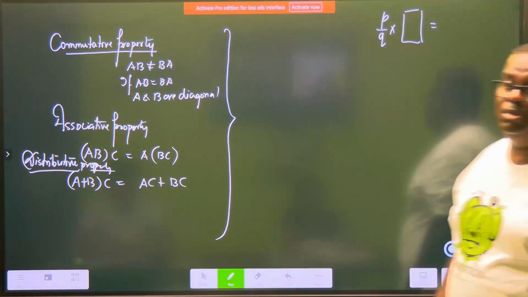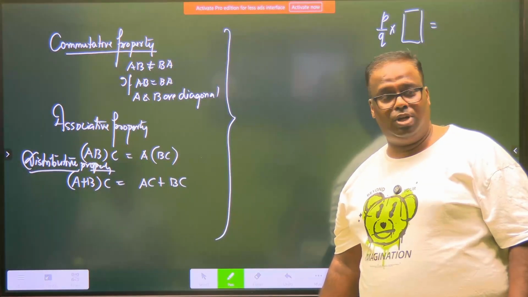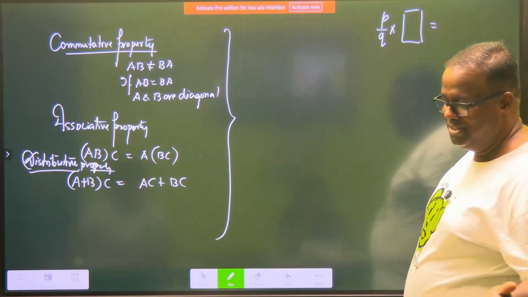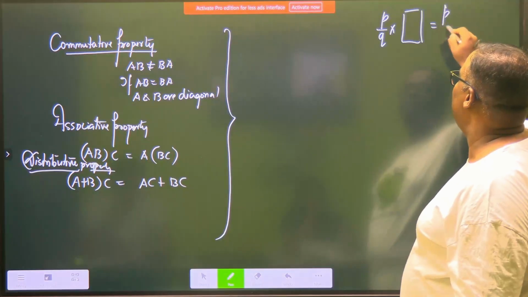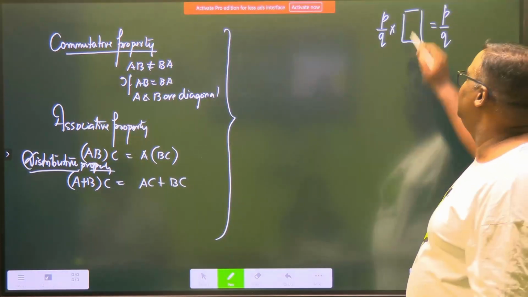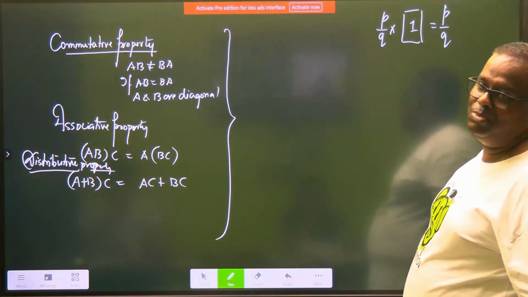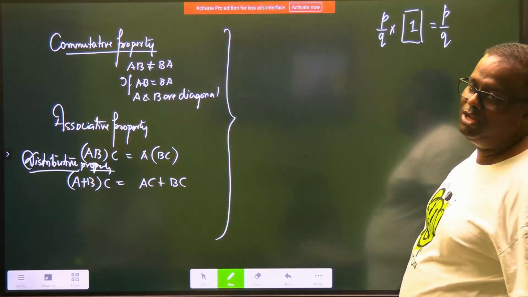Identity. Remember the word identity card. Is your photograph and your photograph in identity card the same? Yes, it has to be the same. It's you only. So you should get here the same P by Q. So what is a multiplicative identity? 1 in rational numbers. And multiplicative inverse used to be the reciprocal of the number with which you multiply, and you used to get 1.